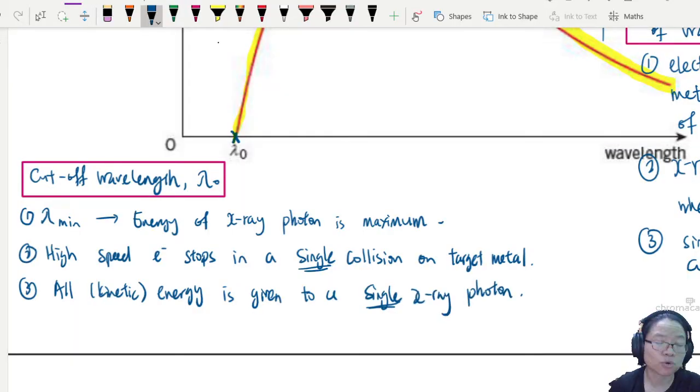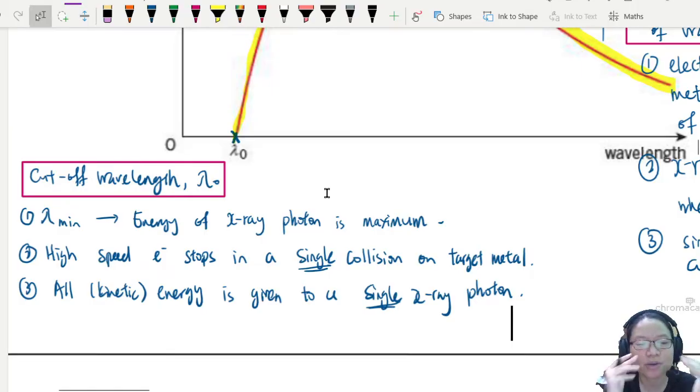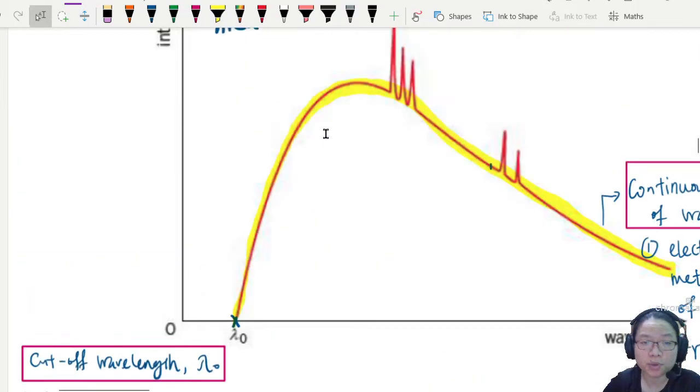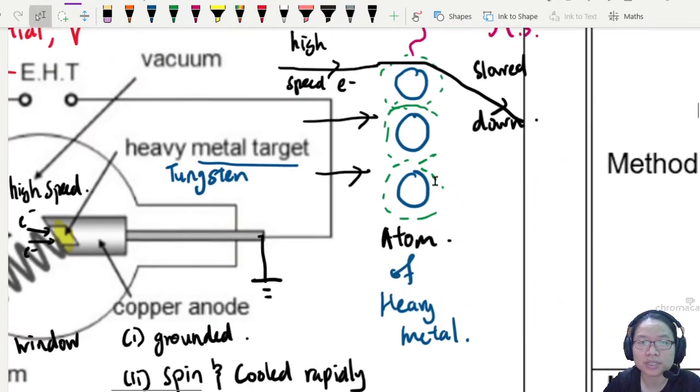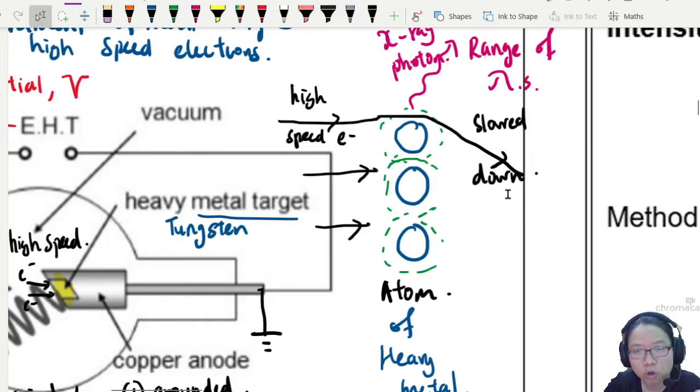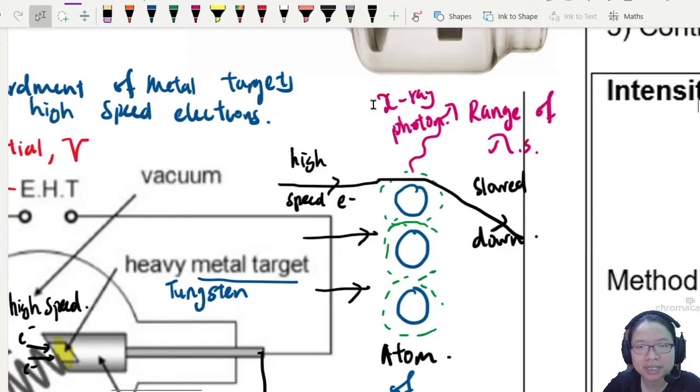So if you are asked to explain the existence of this cutoff wavelength, this means that this is the magical and very rare electron where when it collides with the metal surface or goes close to the metal surface, it doesn't slow down, it stops entirely. Meaning this X-ray photon will have the biggest amount of energy, which means the wavelength is the shortest, based on the equation of the energy of a photon.